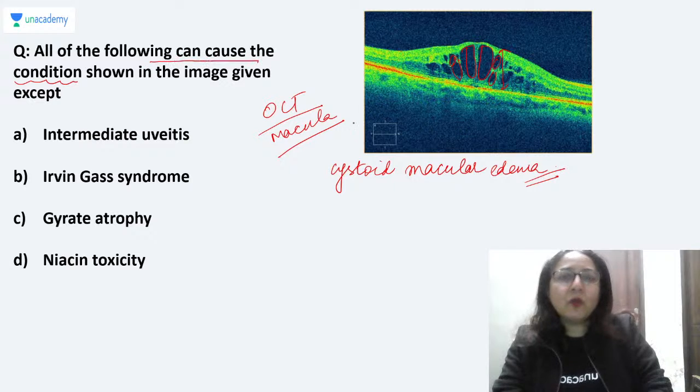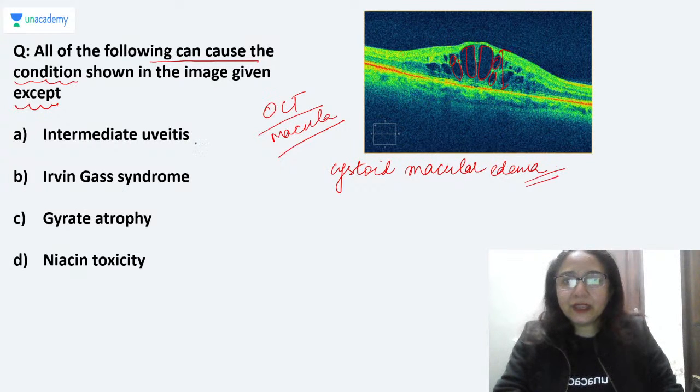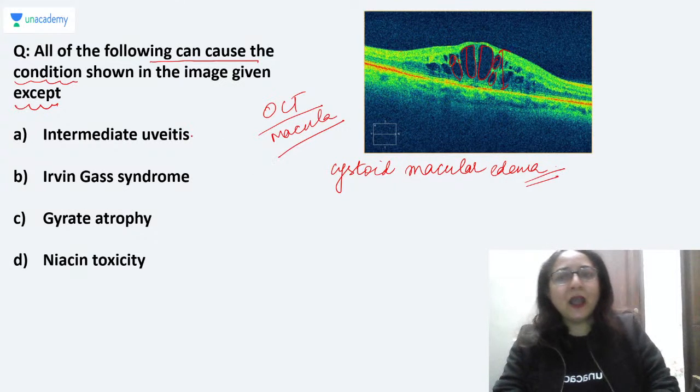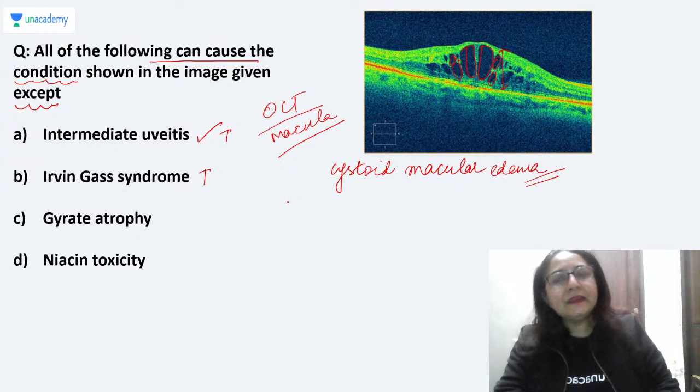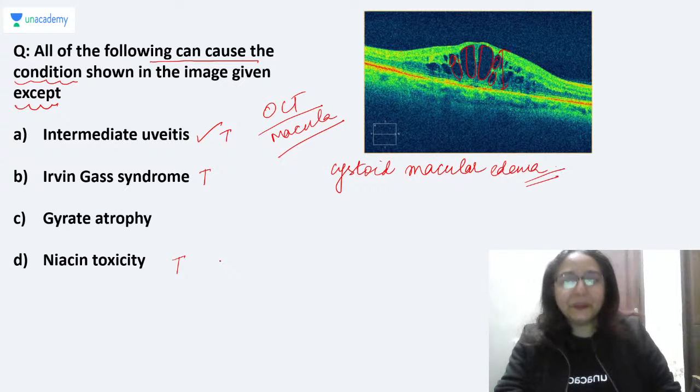All of the following can cause cystoid macular edema except, okay, choices are intermediate uveitis, Irvine-Gass syndrome, gyrate atrophy, niacin toxicity. We know multiple conditions can cause cystoid macular edema, out of which intermediate uveitis, or rather any type of uveitis, can cause CME. So it is a true choice. Irvine-Gass syndrome is the cystoid macular edema developing after a complicated cataract surgery. Okay, so this is the true choice. Niacin toxicity, that is high doses of niacin or nicotinic acid, can cause cystoid macular edema. Prostaglandins, they can cause cystoid macular edema.